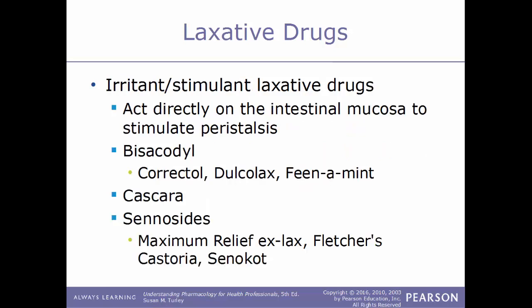Another kind of laxative drugs are the irritant stimulant laxatives, and these act directly on the intestinal mucosa to help stimulate peristalsis. Some examples here would be bisacodyl, which is sold under the trade names Correctol, Dulcolax, or Feen-a-mint. Another example would be senna, which is sold under the trade names Maximum Relief X-Lax, Fletcher's Castoria, Senokot.